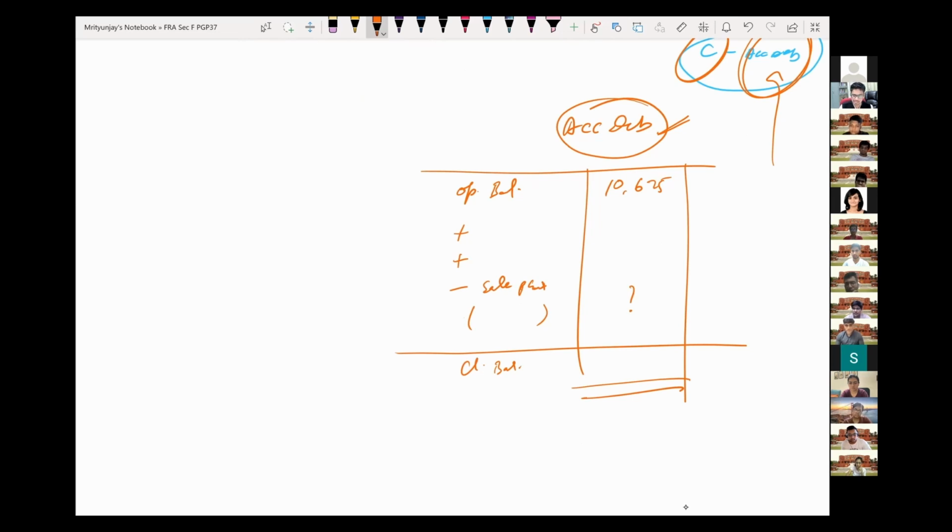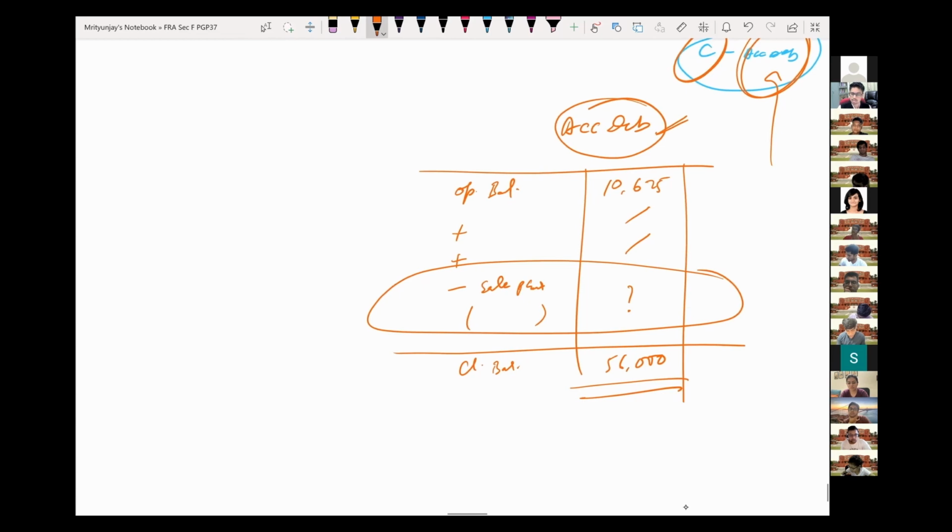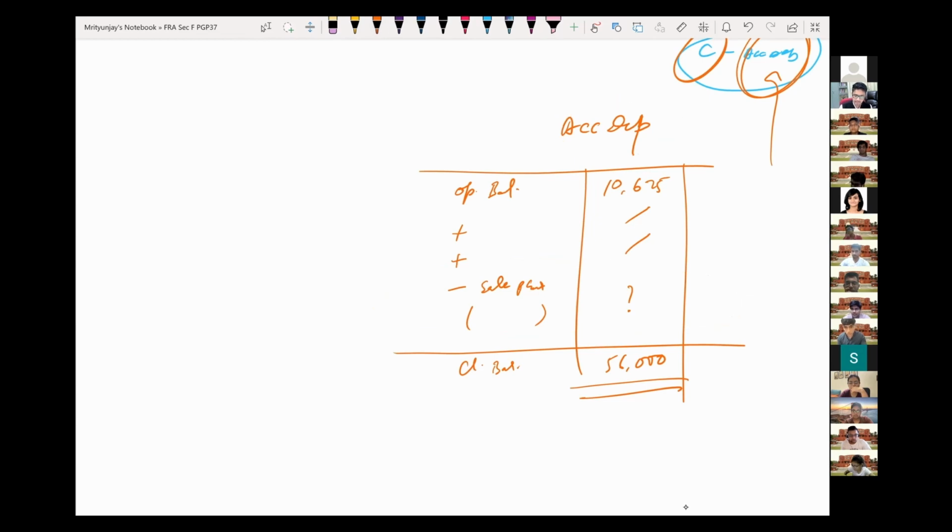Closing balance, is that available to me of accumulated depreciation? Yes, sir. How much? 56,000. Okay. Now, if only I can plug all the reasons other than this sale, because of which accumulated depreciation would have changed, now my job is done. Does this make sense? Okay, so let's do that.